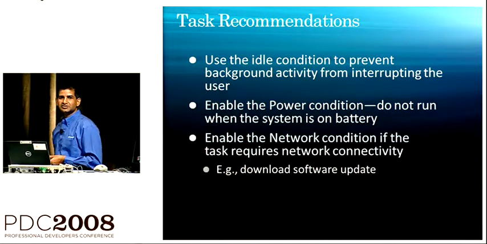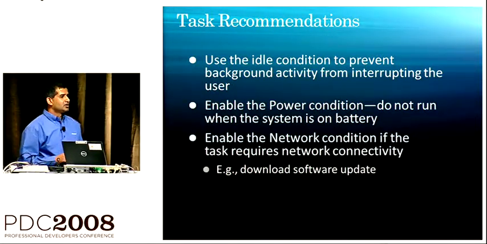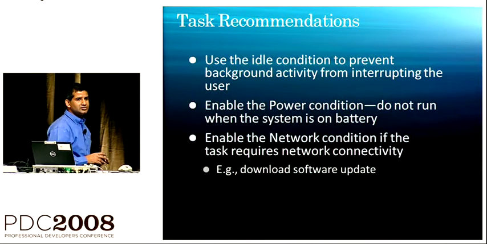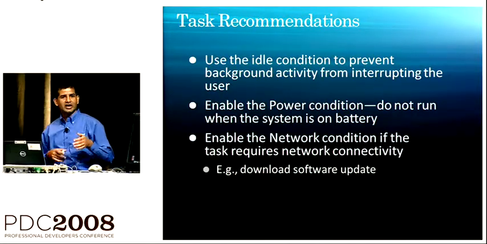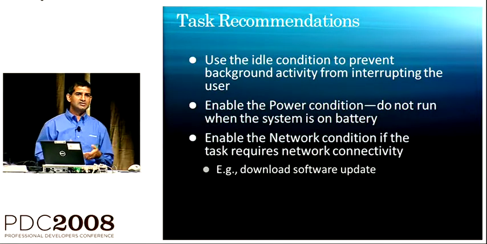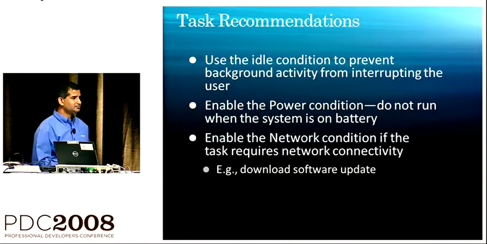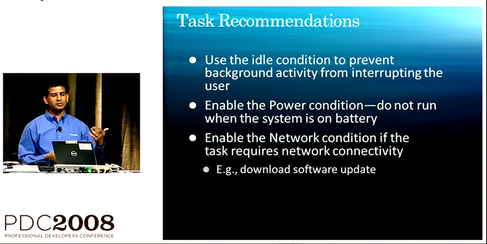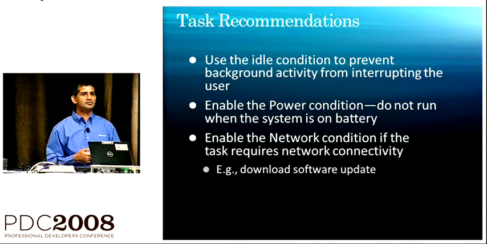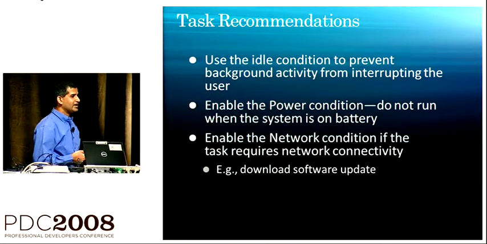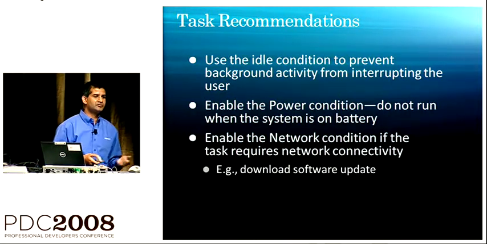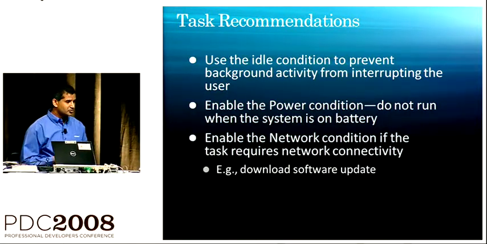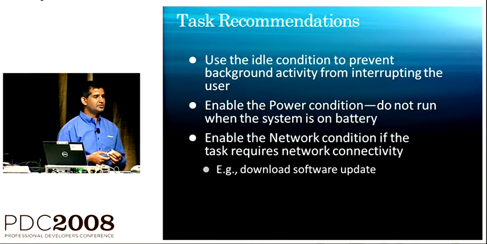So the recommendations for tasks are: use the idle condition to not interrupt the user experience, and only have activity when the system is idle. Enable the power condition to help optimize battery life and desktop power consumption, and enable the network condition to do any network based activity only if a network is available. Downloading software updates is a good example there.